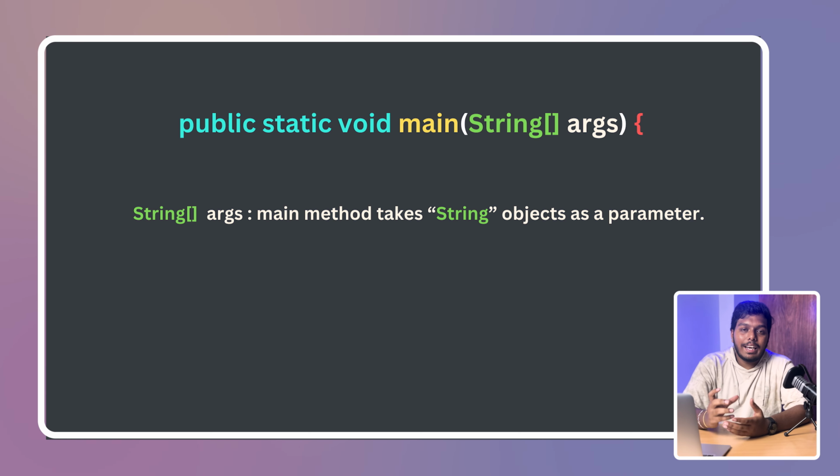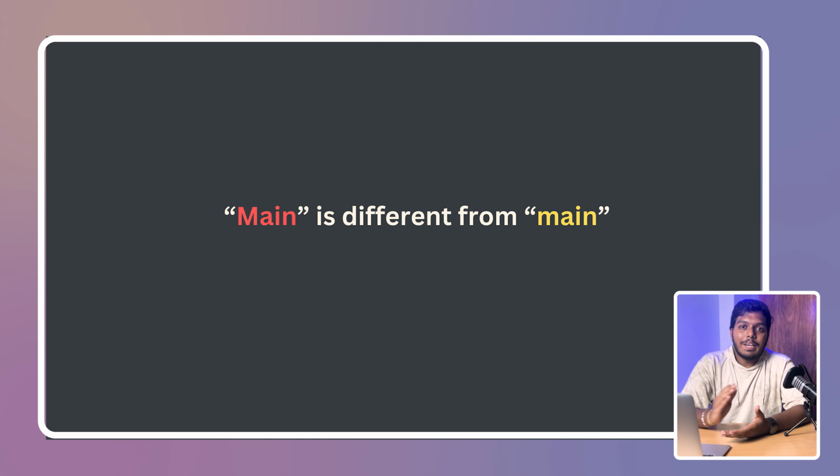So next comes string args. The main method can take an array of string args as a parameter, which we can use to pass any information which is in string format. Remember that Java is case sensitive, so the main is different from this main.